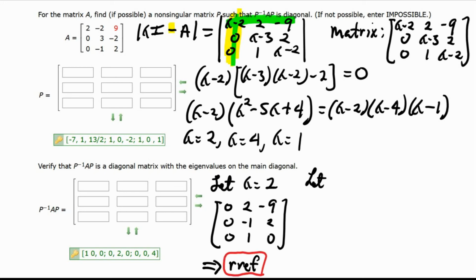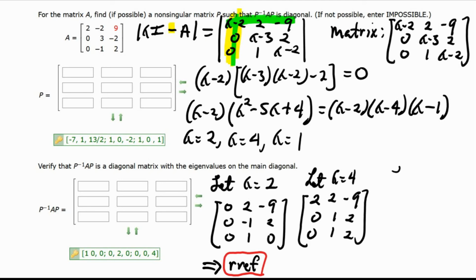I'm going to go ahead and find the other two. So let lambda equal 4. In doing that, we have 4 minus 2, we get 2, 2, -9; 0, 1, 2; 0, 1, and 2. And then let lambda equal 1.